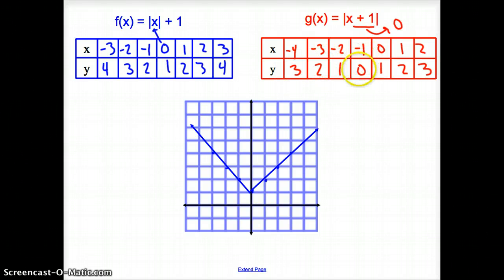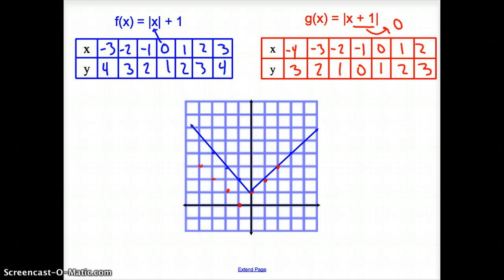So now let's graph this. It goes -1, 0. So I go -1, down 0, put a point. Then I go 0, 1, 1, 2, 2, 3. Now moving to the other side, it's -2, up 1, -3, up 2, -4, up 3.